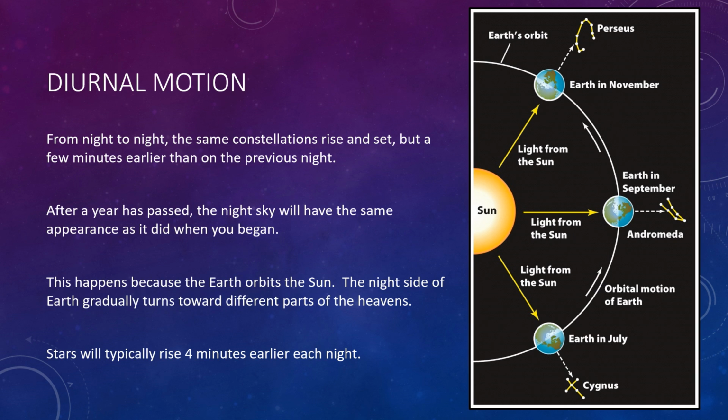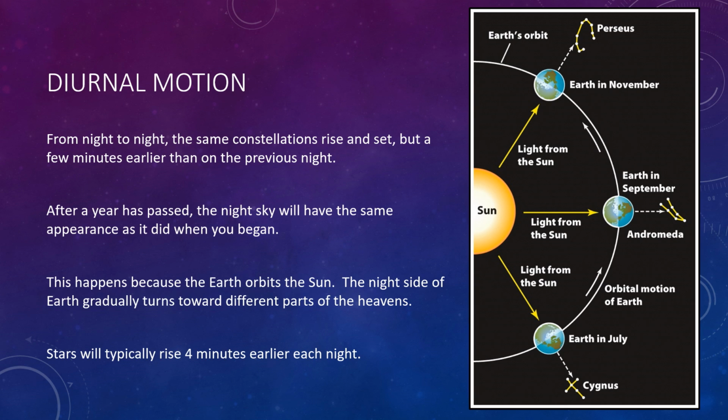So the same constellations rise in the east and set in the west, but a few minutes earlier than on the previous night. So each night it shifts by a few minutes. If you look again after a month, the constellations visible at a given time of day, say maybe at midnight, will be noticeably different. After 6 months, you will see almost a totally different set of constellations in the sky. Only after a year has passed will the night sky have the same appearance as when you began.